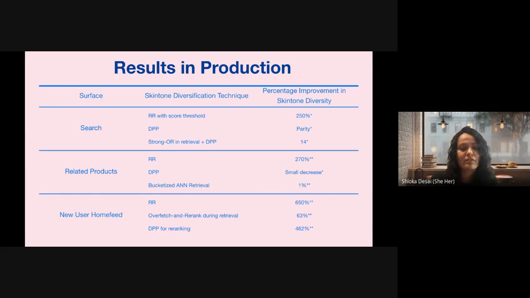For all 3 surfaces, we start with round robin for ranking diversification, followed by DPP. The retrieval diversification approach varies per surface. For search, we use strong OR. For related products, bucketized ANN retrieval, and for new user home feed, overfetch and re-rank.